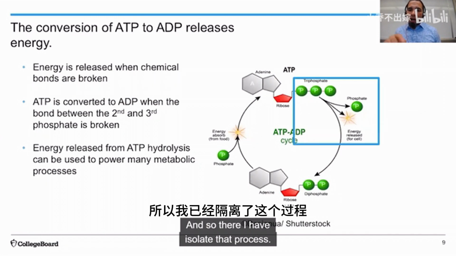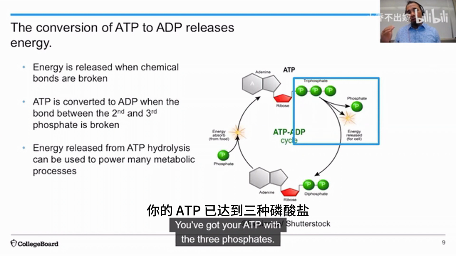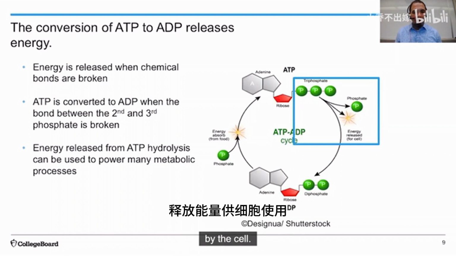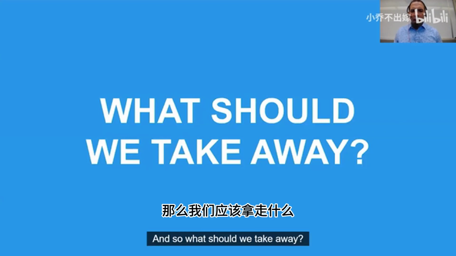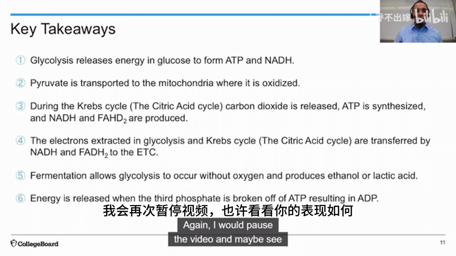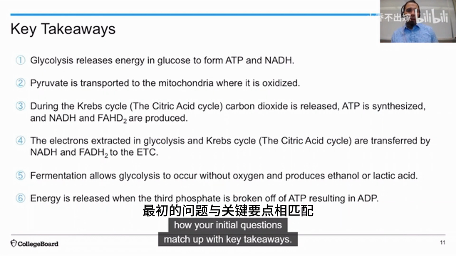And so there I have isolated that process. You've got your ATP with the 3 phosphates. You release a phosphate. Energy is released for use by the cell. And so what should we take away? Great question. A lot of key takeaways here. Again, I would pause the video and maybe see how your initial questions match up with the key takeaways.